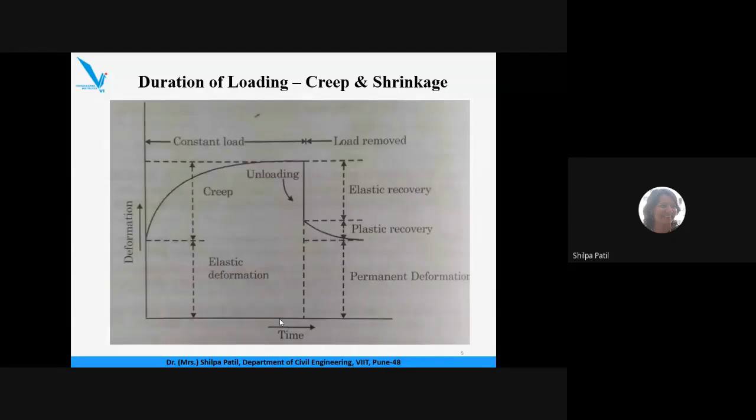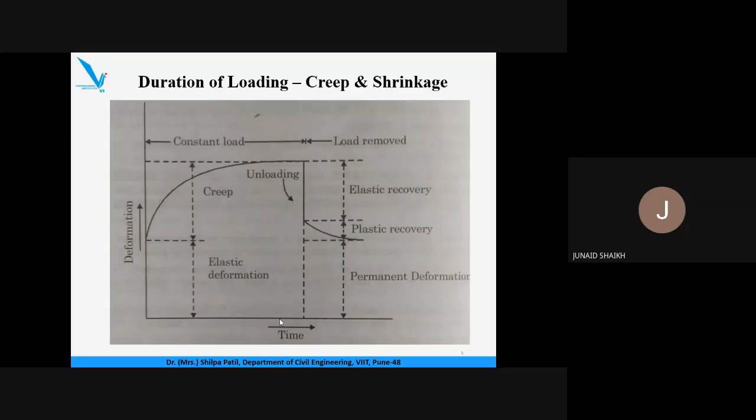See, whenever we apply loading on any material, the material shows behavior in two different ways. One is the elastic behavior and second is the plastic behavior. I hope everybody is aware of this concept. Elastic and plastic behavior. Can you tell me a little about elastic behavior? What do you understand by elastic behavior?